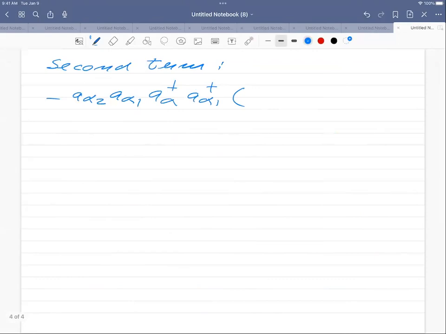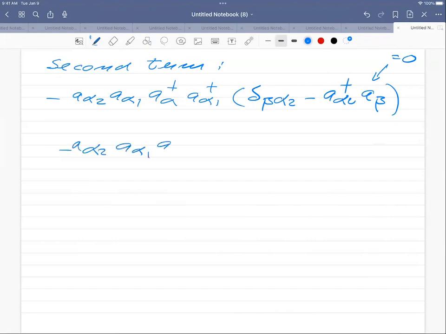So when I do that, I can rewrite one of them in terms of the Kronecker delta, so I get a delta beta alpha 2 here, minus an A alpha 2 dagger, and then an A beta. And we know that the last term has to be 0, because now we actually have an annihilation operator to the right. So this term here gives us just 0. Then we are left with a term which runs like minus A alpha 2, A alpha 1, A alpha dagger, A alpha 1, and then I have a delta beta alpha 2.